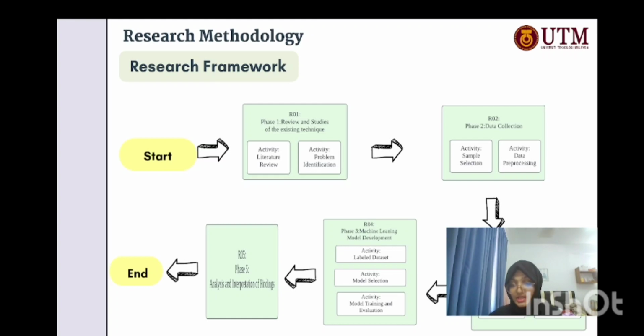And thirdly, the third phase, content analysis and discussion. It will also follow two ways, textual analysis and visual analysis. The fourth step will be machine learning model development, which will follow three ways. First of all, I will make a labeled data set, and then the model selection part, and then I will train the model and I will do the evaluation. And for phase 5, I will analyze and interpret the findings.